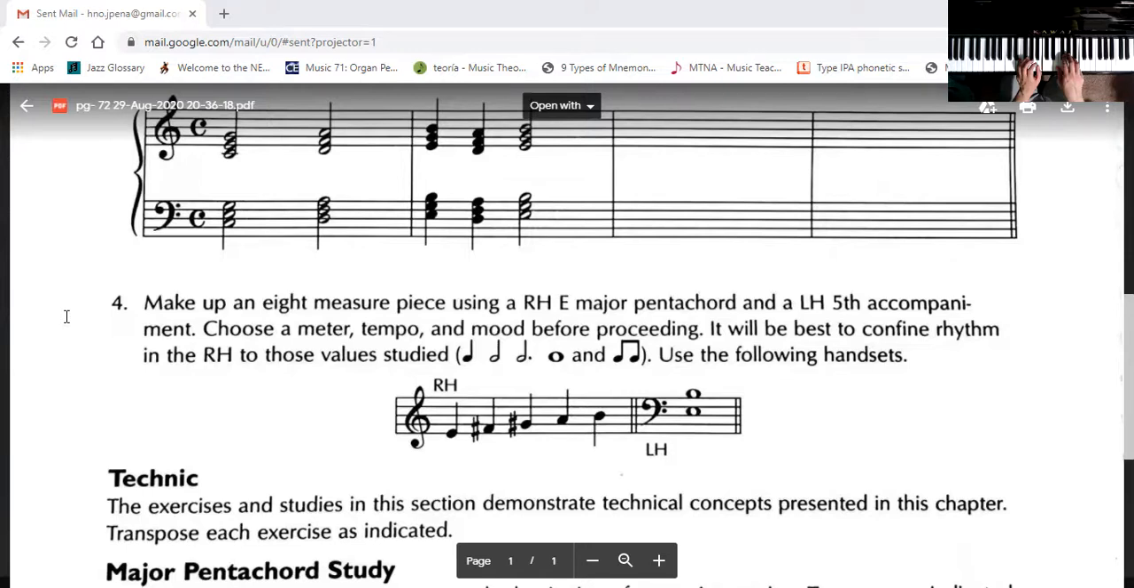Okay, see if we can come up with something here. 1, 2, 3, 4. That's my little measure, or actually I think that was more like a 4-bar phrase. And if we were to add 4 more, we would come up with 8 bars.